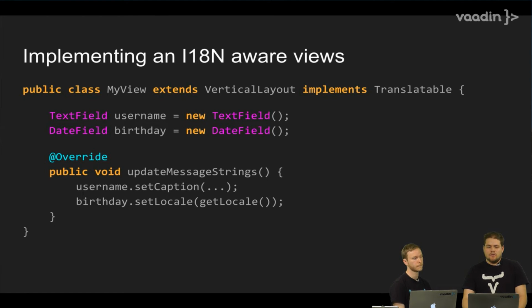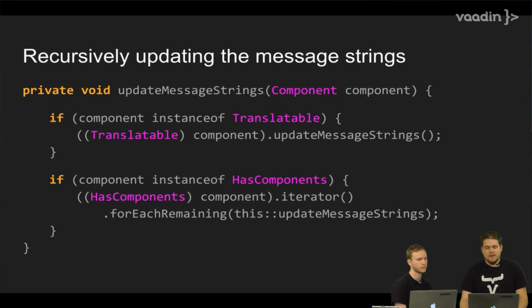Alright, so now we have the view implemented and ready, but we still don't have the code that actually invokes this updateMessageStrings method. And the way we do it is by defining a recursive method on the UI level. So in this case, we have this updateMessageStrings method that accepts a Vaadin component as a parameter. This method consists of two parts.